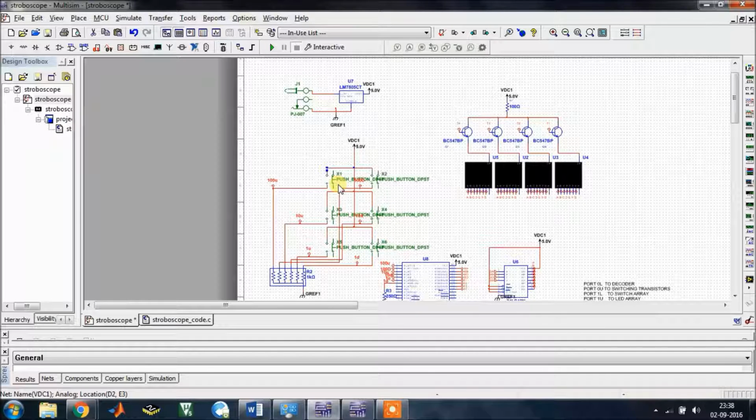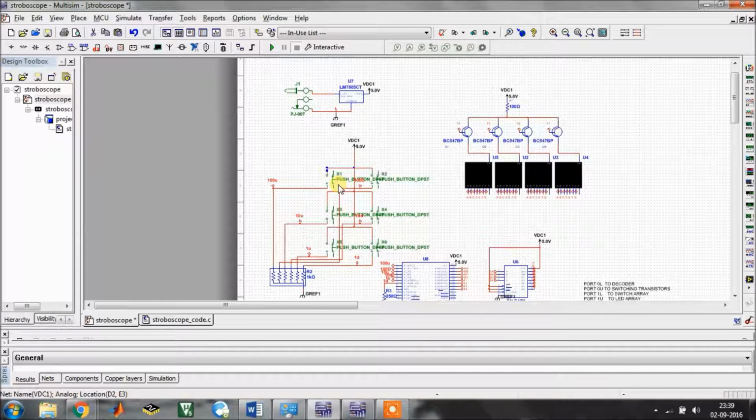The first one increases the frequency in steps of 100, decreases the frequency in steps of 100, increases in steps of 10, decreases in steps of 10, increases in steps of 1, and decreases in steps of 1. So with this we can fine-tune the strobing effect of the LED, which we are finally going to control. The stroboscope is generally used to find the speed of rotation of shafts, and also to find the slip of induction motors. So this is a very useful device.